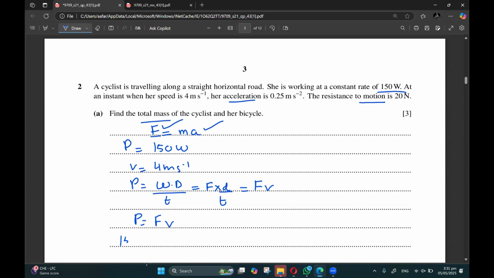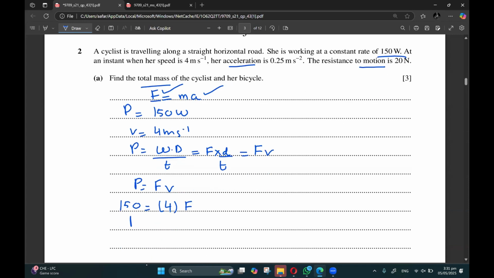They've given us the power, they've given us the velocity, this 4, and from here we can find the driving force. So the driving force we get is 37.5 Newton.